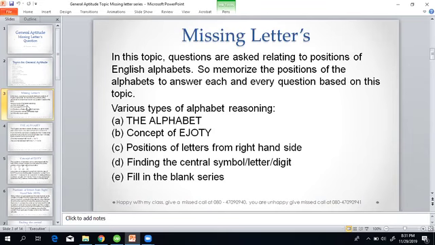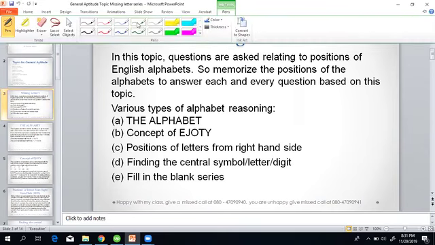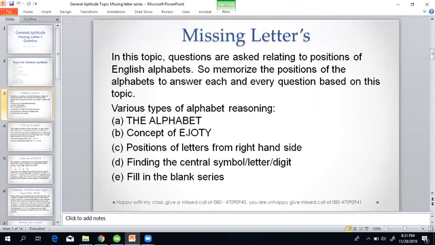The second is the concept of EJOTY. E is at the fifth position, J is at the 10th position, O is at the 15th position, T is at the 20th position, and Y is at the 25th position. If we can't remember the positions of each and every alphabet, we can remember this easily. EJOTY means 5, 10, 15, 20, and 25, the positions. And according to this, we can remember the positions of the alphabets that are near to these alphabets.